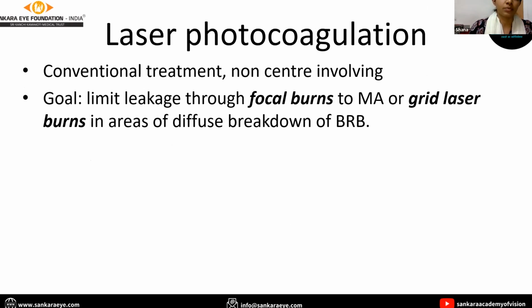Laser photocoagulation has been a conventional treatment used in non-center involving macular edema. So focal burns can be given to limit leakage from focal microaneurysms, or grid laser burns can be used if there is a diffuse leakage or diffuse breakdown of the blood-retinal barrier present.